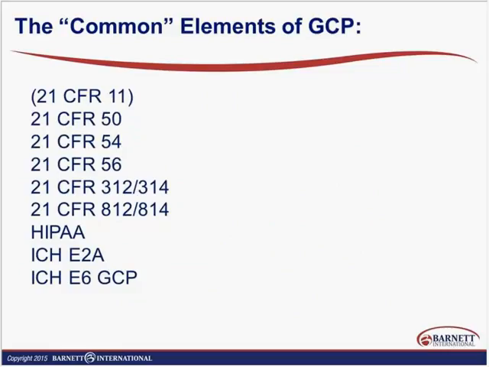So the common elements of GCP, those of which we are most familiar, 21 CFR Part 11, so electronic records and electronic signatures, and that's in parentheses because oftentimes folks still don't think of it in terms of being something that the Federal Register really believes we should be mindful of. We have seen where citations for issues with electronic systems reflect more back on 312 or 812, not keeping adequate and accurate records. 21 CFR Part 50. So I'm going to go back to Part 11.